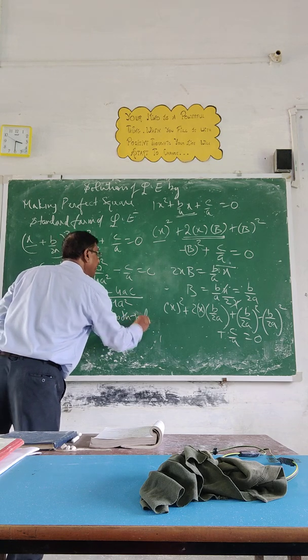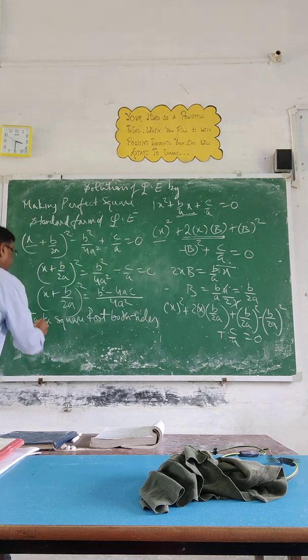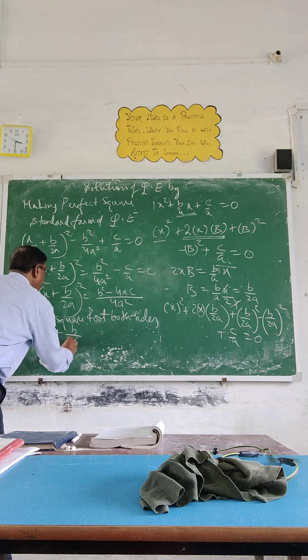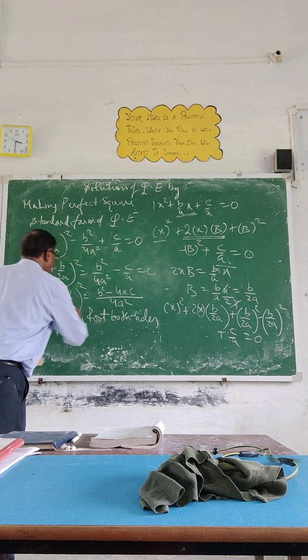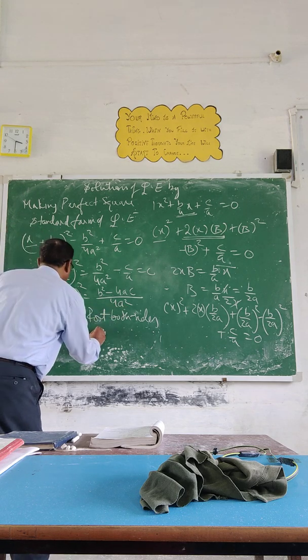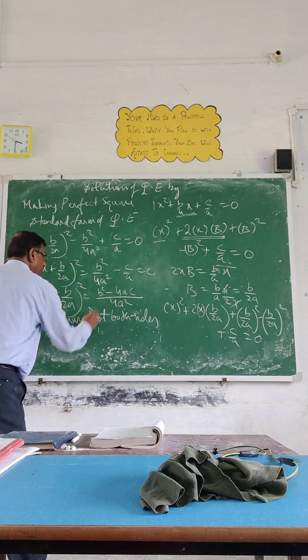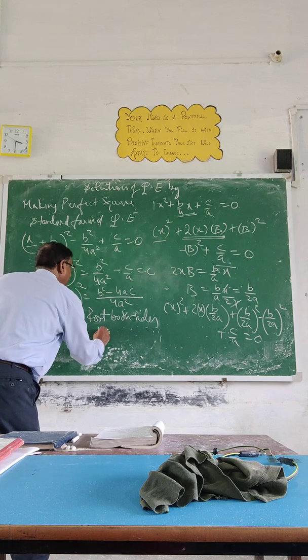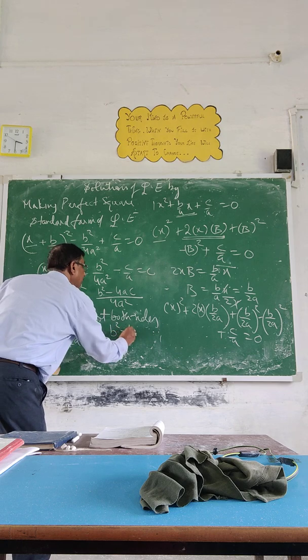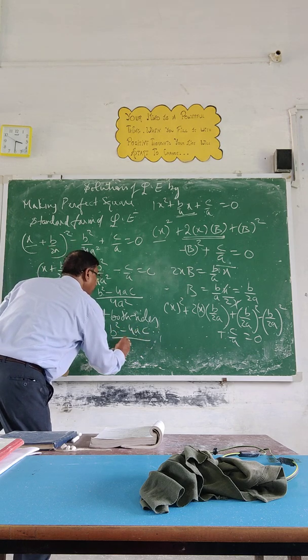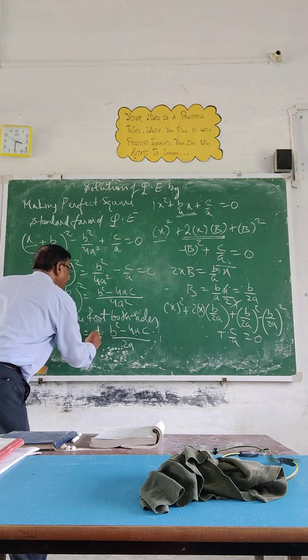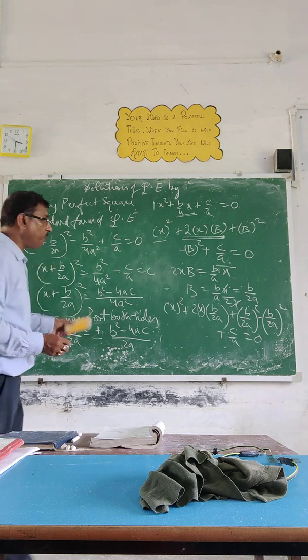Both sides, what will you get? Can you see? x plus b upon 2a is equal to, this term goes this side, children. So first if you just write, what do you get? Square root of b square minus 4ac upon 2a, and you will introduce plus minus sign. What is the meaning of plus minus sign?